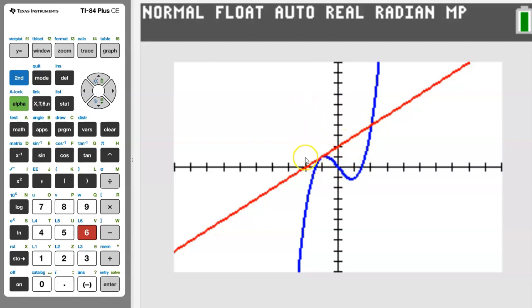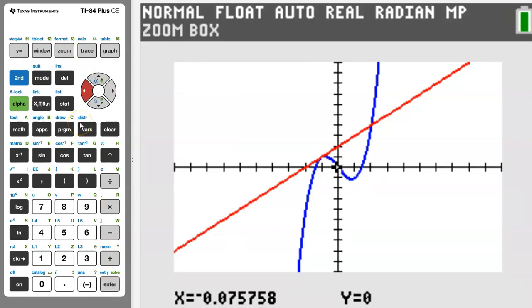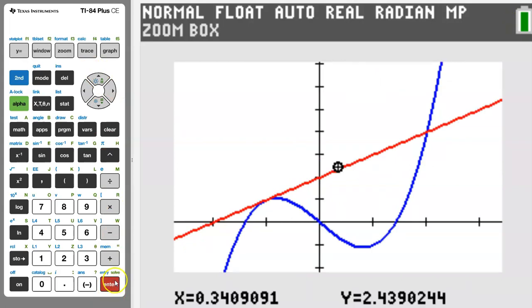So I am going to zoom in on the area of interest by using zoom box. So I hit zoom, and option number 1 is zoom box. I'm going to move the pointer to the lower left hand corner of what I'm interested in, and I hit enter, and then I move the pointer to the upper right hand corner of what I want to see, and I hit enter. We need to find the intersection points.